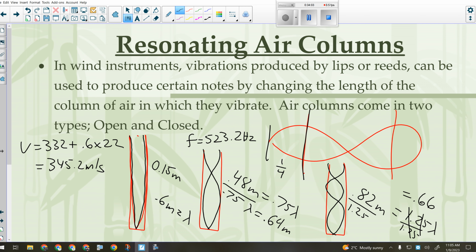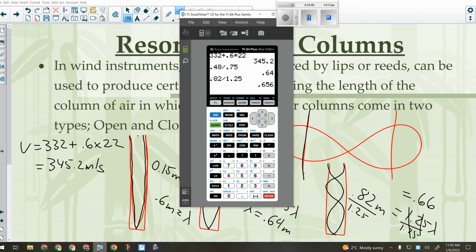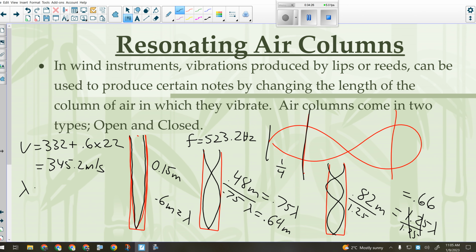So if I average those, that's what I'm going to do, just average those: 0.64 plus 0.66 gives 0.63. All right, so that's our wavelength, 0.63 meters. Everyone okay with what I did there? So if I take that, that's now my wavelength, and I know the frequency I used. Should I be able to calculate speed?